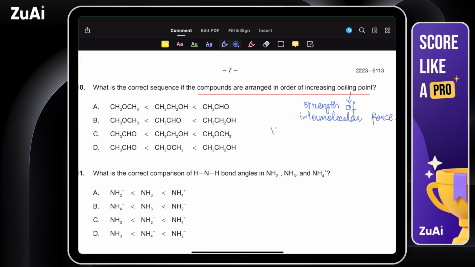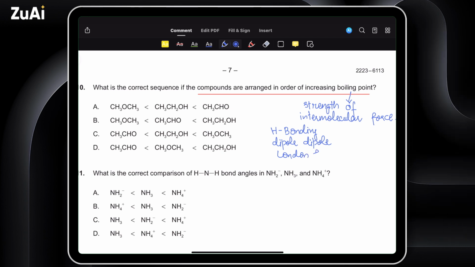There are 3 forces: hydrogen bonding, dipole-dipole, and London force. So that's the strongest force. And all those compounds which have H bonding have the highest boiling point.